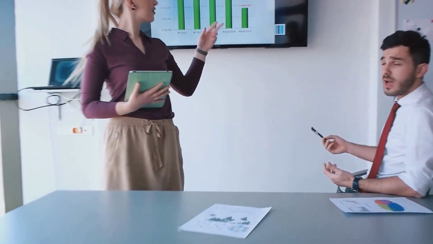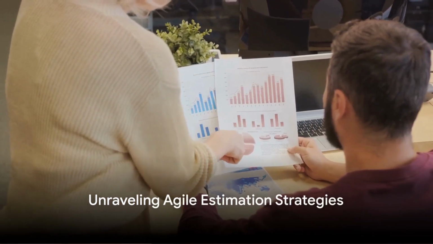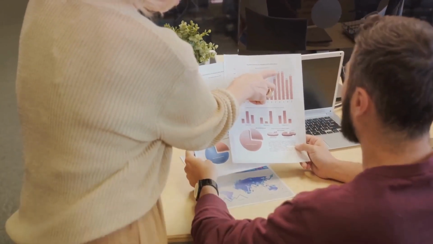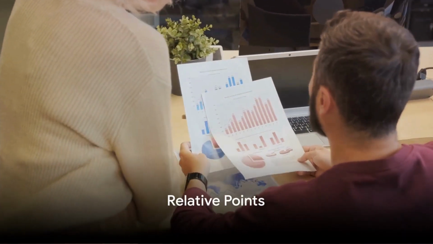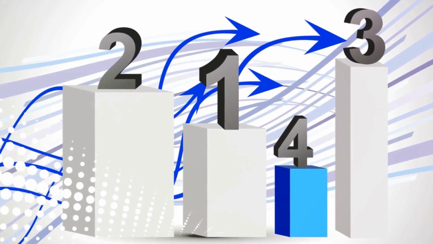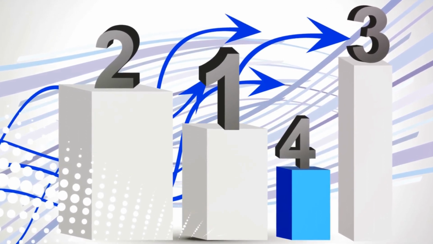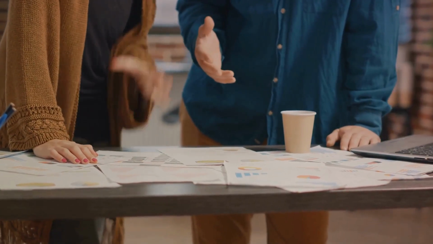Now that we understand what Agile estimation is, let's uncover the 5 main strategies used in Agile estimation. Agile estimation strategies are as diverse as the teams using them. Here are the 5 main ones. First up, we have relative points. This strategy involves choosing a work item, assigning it a number of points, and then sizing everything else based on how it compares with that first item.